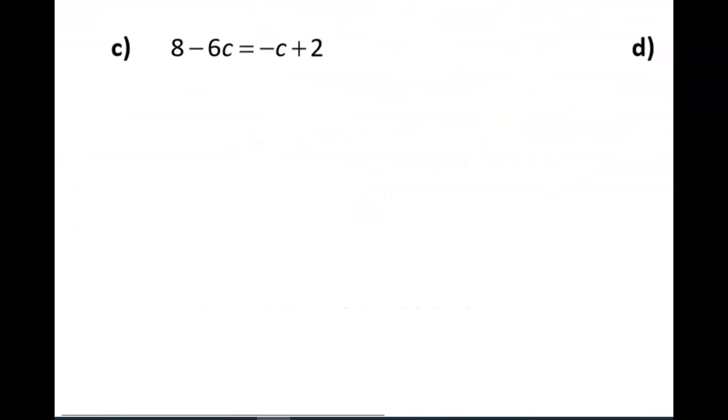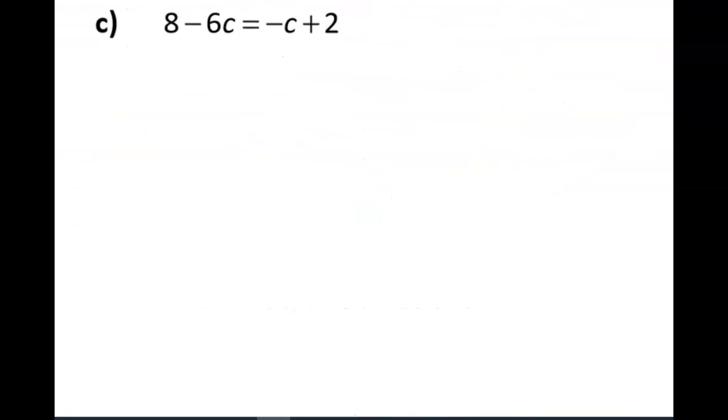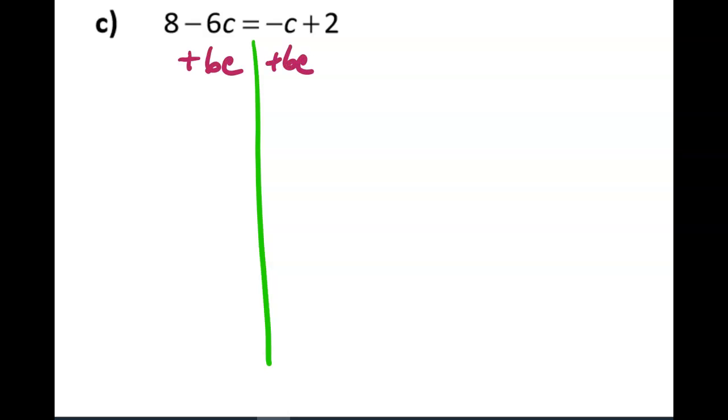All right, let's take a look at another example. In C, 8 minus 6c equals negative 6c plus 2. We are going to do the same thing to both sides, and you can move whichever variable you want. So we have a negative 6c on the left side of the equation. I'll draw that vertical line down here. And then we have a negative c on the right side. So you can either add c or add 6c. Let's try adding 6c first. That'll move the variable to the left side or to the right side of the equation.